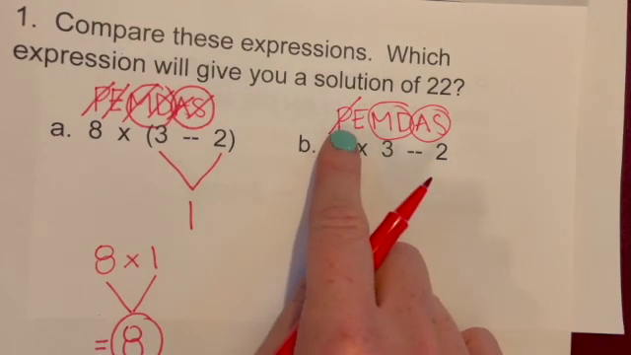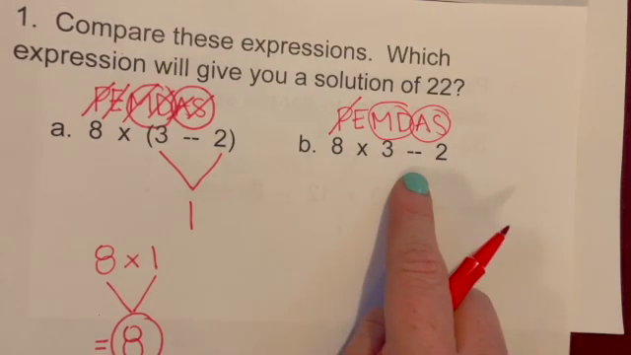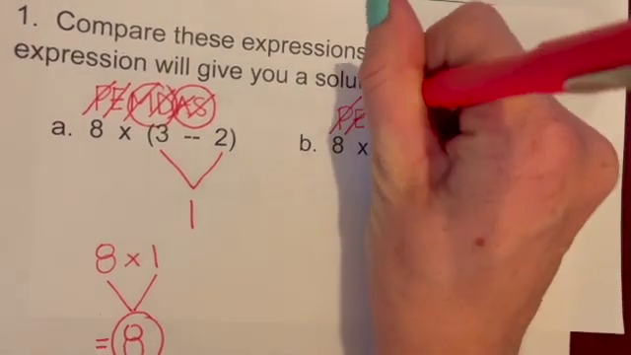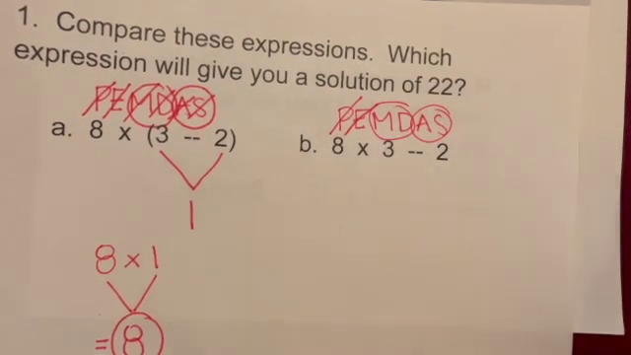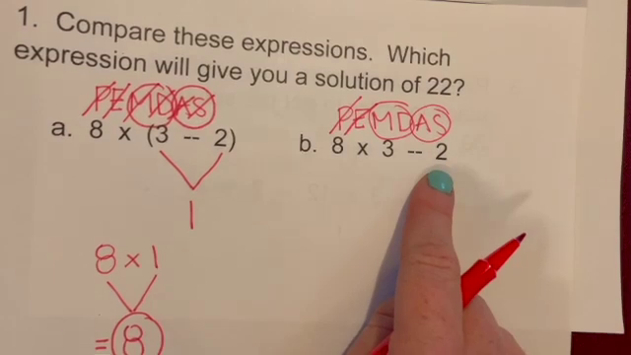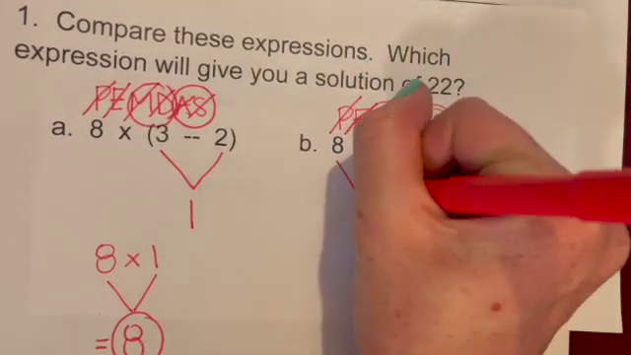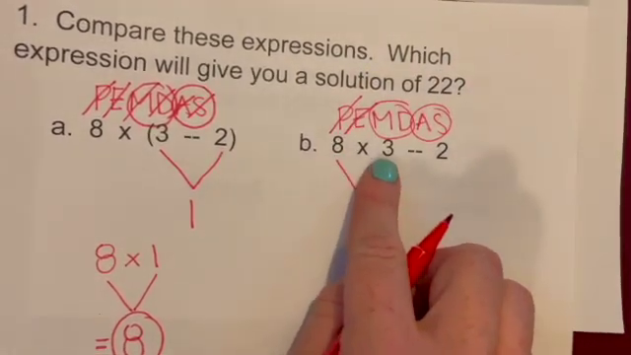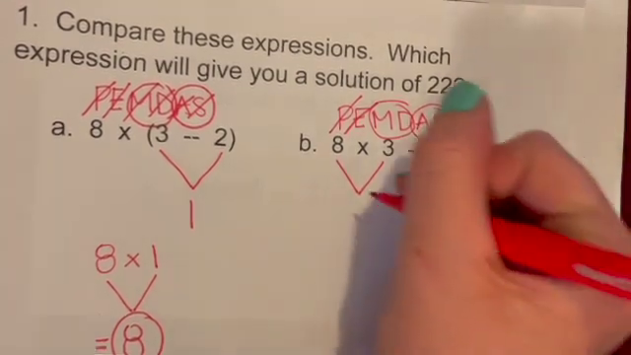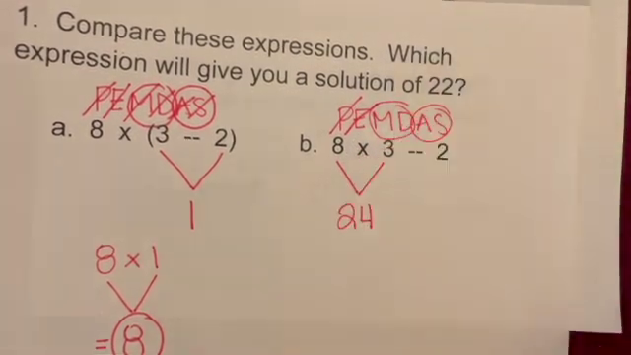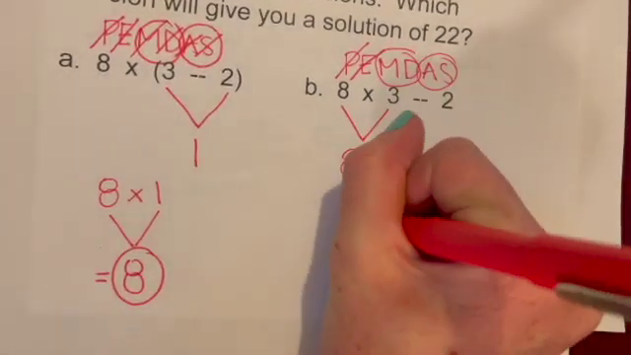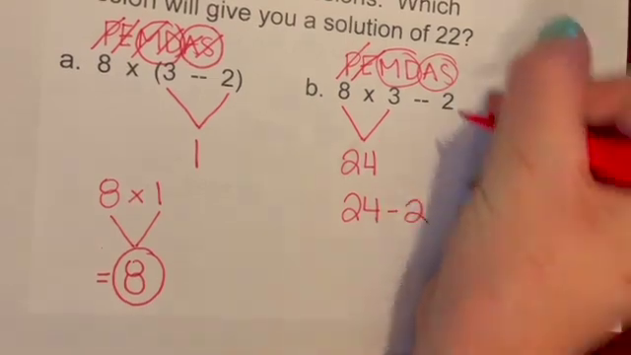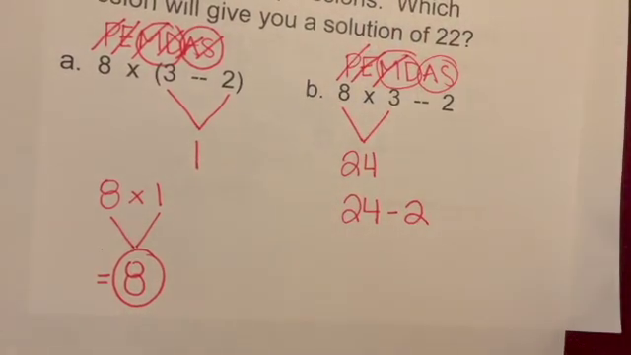So now I can move on to E. E is exponents. I look here. Do I see any exponents? I don't see any exponents, so I can cross it off. Next step is M, multiplication. I see multiplication. So I'm going to draw my caret. I'm going to solve 8 times 3. 8 times 3 equals 24. Now I have 24 minus 2. I need to rewrite that. 24 minus 2. I cross off my M because I finished my multiplication.